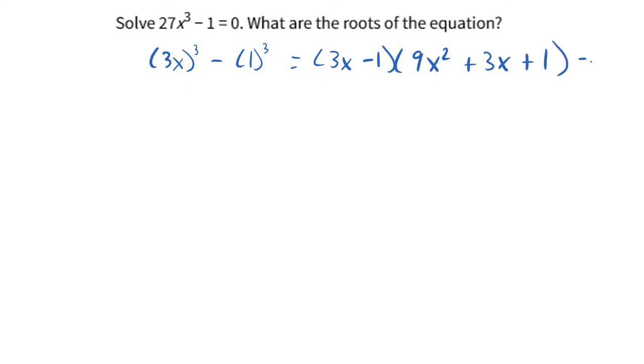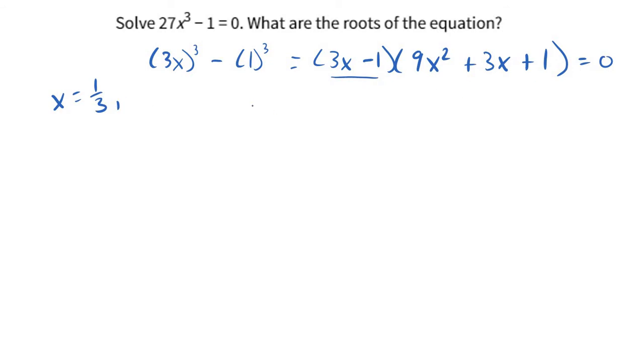Now this thing, set it equal to 0 and solve. Well, we've already got a nice factor here. So 3x minus 1, if I set that equal to 0, x would be 1/3. So there's one of my answers, right? Just add 1, divide by 3. So x equals 1/3.